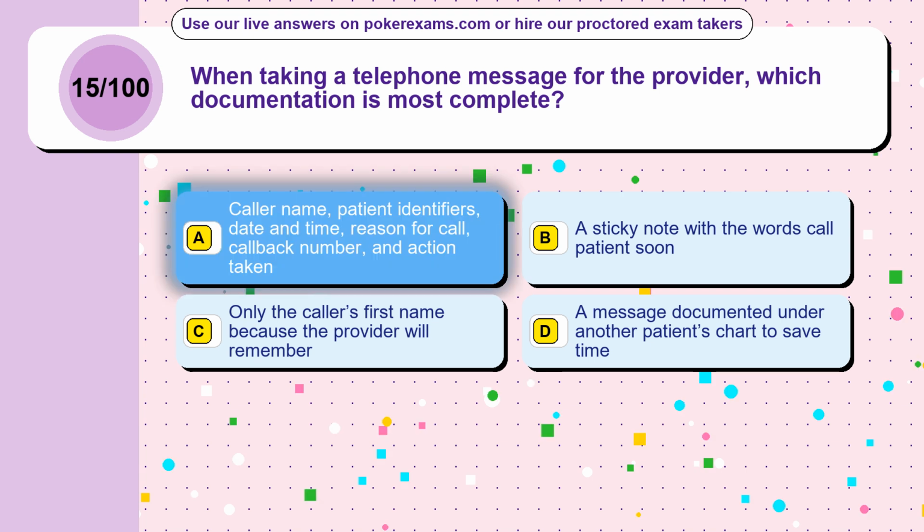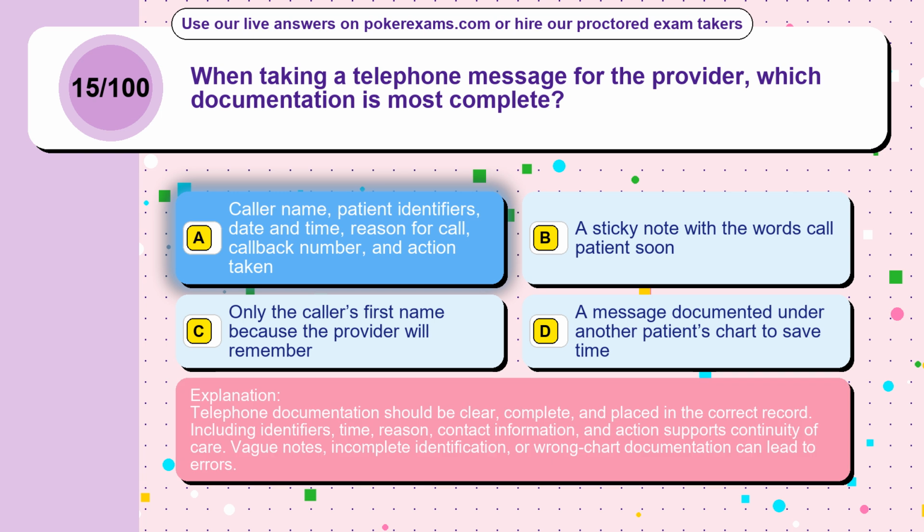The correct answer is option A. Caller name, patient identifiers, date and time, reason for call, callback number, and action taken. Telephone documentation should be clear, complete, and placed in the correct record. Including identifiers, time, reason, contact information, and action supports continuity of care. Vague notes, incomplete identification, or wrong chart documentation can lead to errors.